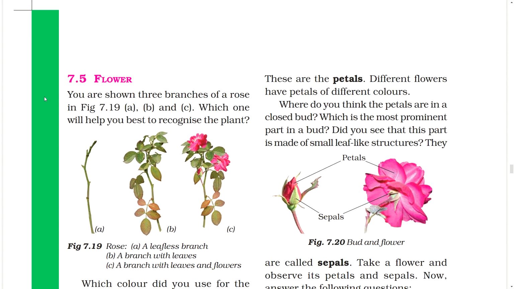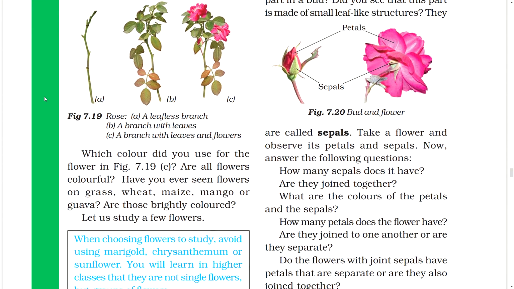These are the petals. Different flowers have petals of different colors. Where do you think the petals are in a closed bud? Which is the most prominent part in a bud? Did you see that this part is made of small leaf-like structures? They are called sepals. Take a flower and observe its petals and sepals.